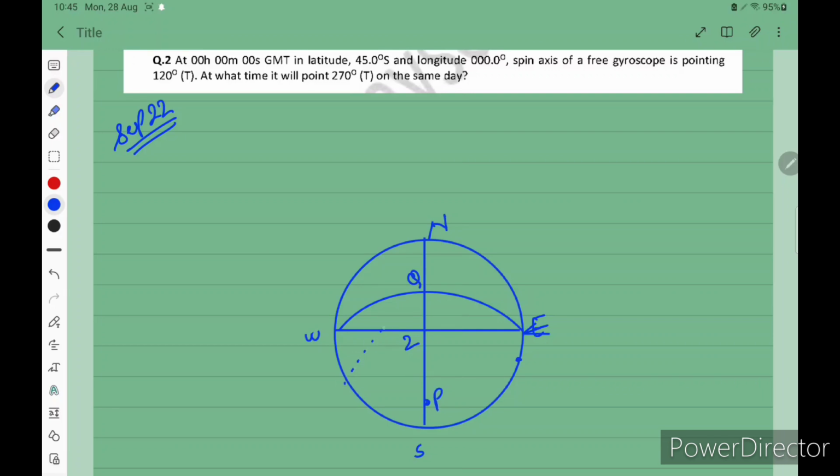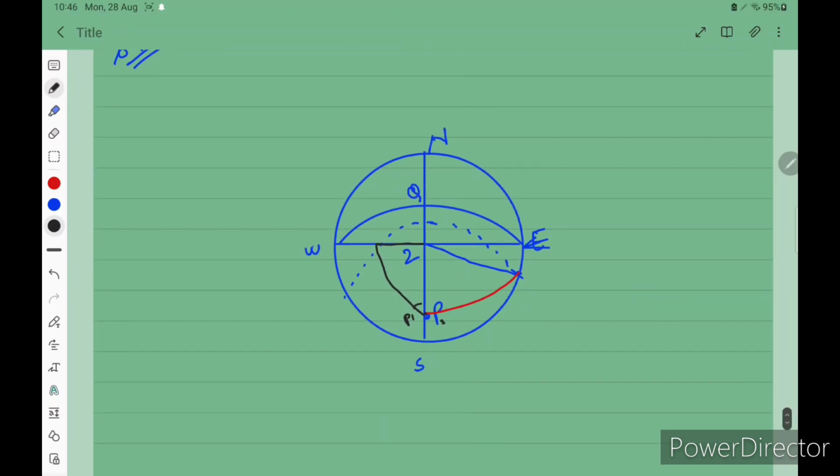Okay, so 120, and the second time is 270. This is P1 and this is P2. Okay, now we have to solve this. So this is considered X and this is X dash.